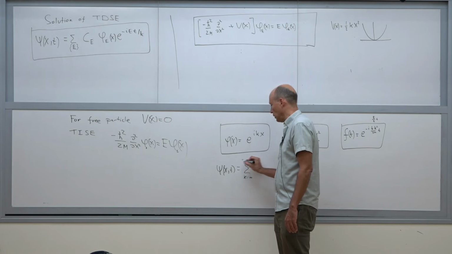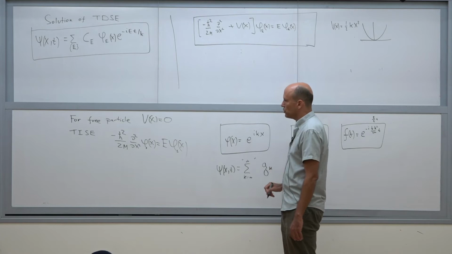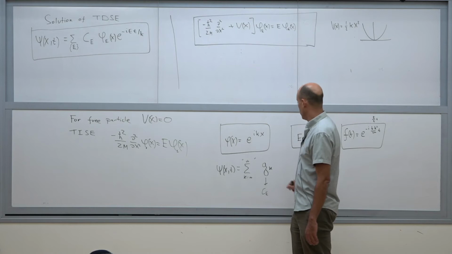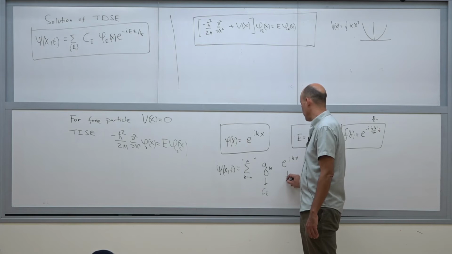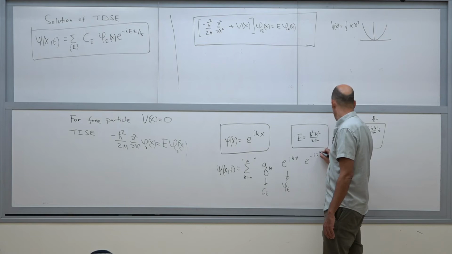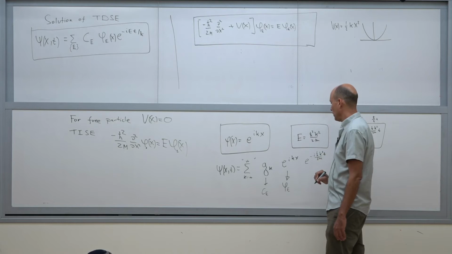Then I have some g of k. What is g of k in our new language? This is exactly like c of E. I just write it so you will see that it is the same. Now I have phi of E, e to the ikx. This is phi of E. And then I have f of t, e to the minus i h k squared t over 2m. This is f of t for a free particle.